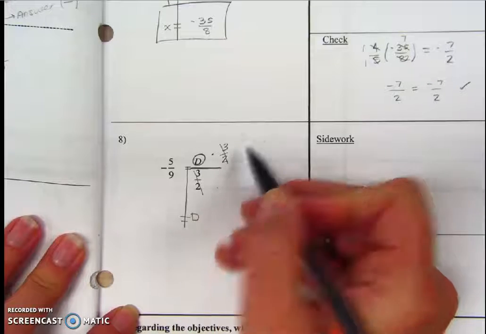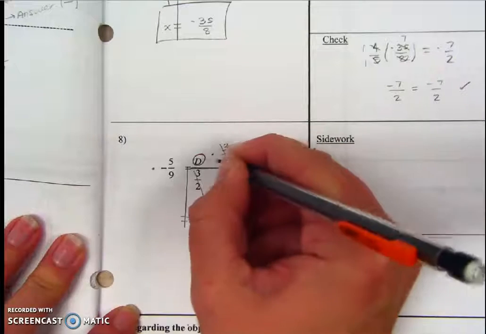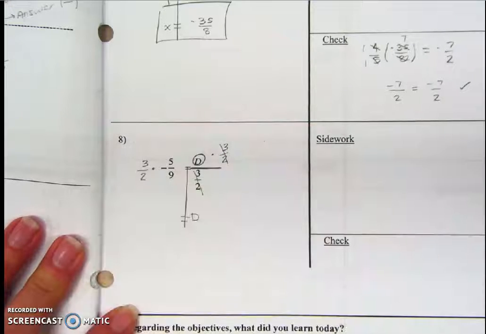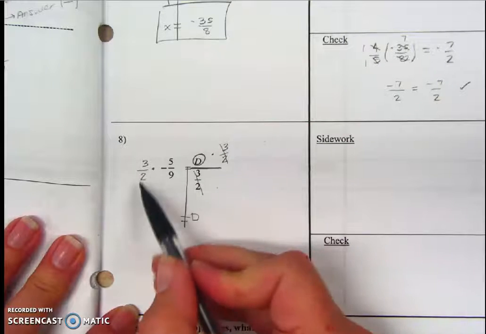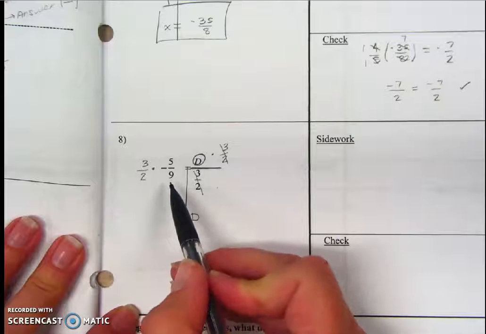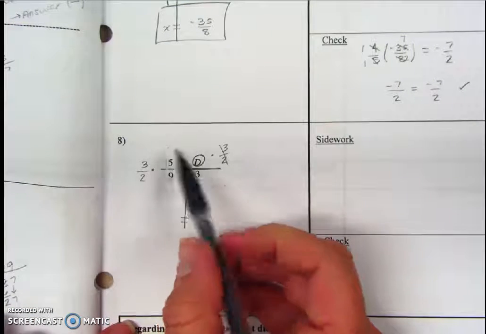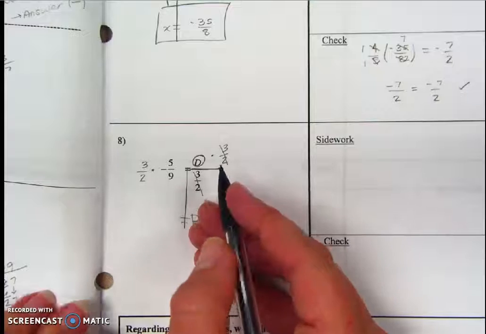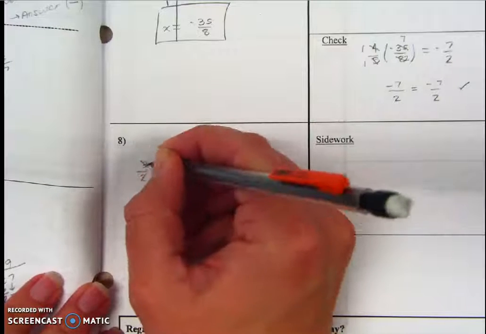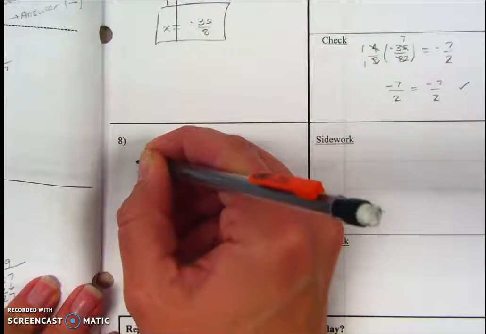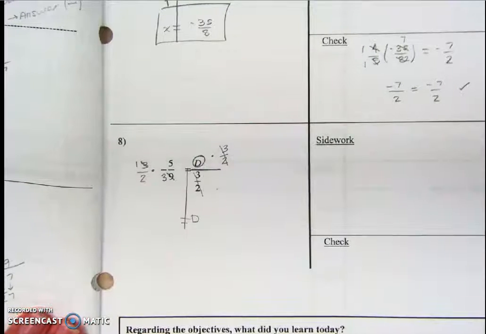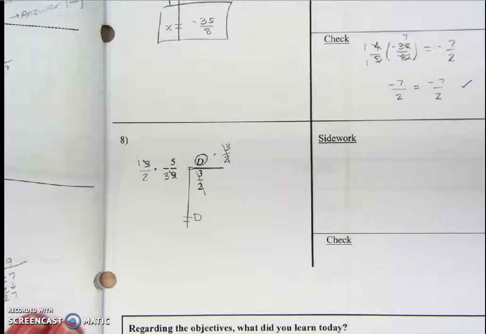But whatever I do to one side, I've got to copy to the other. So I multiplied by 3 over 2, so I'm going to multiply by 3 over 2 over here. Now, I could just go ahead and do this multiplication, but remember, it's a good idea to check for any cross-canceling. 2 and 5, no, but 3 and 9 both have 3s. So I can take out, how many 3s can I take out of 3? 1. How many 3s can I take out of 9? 3.